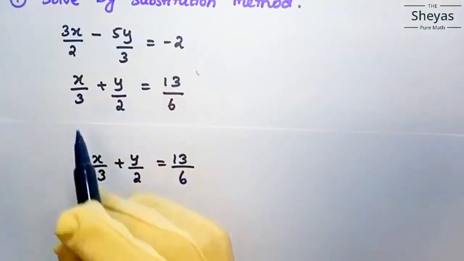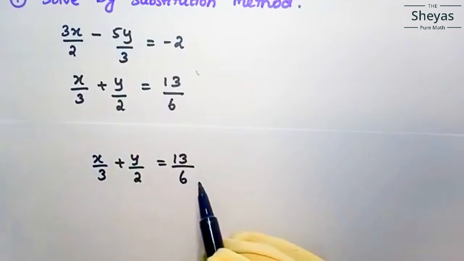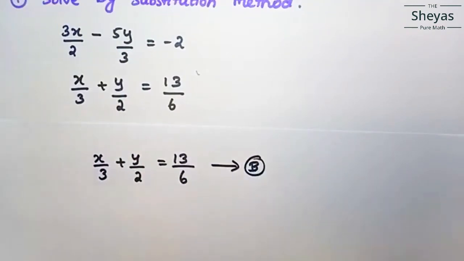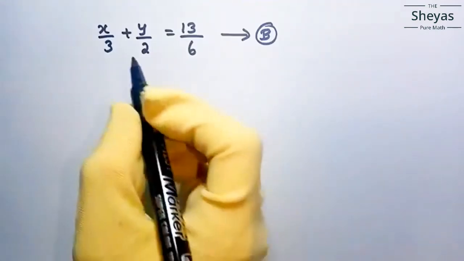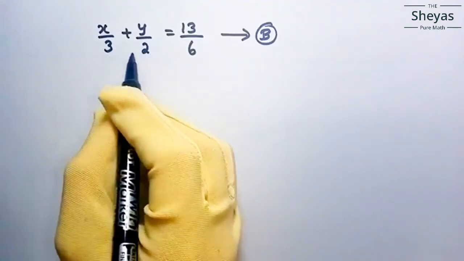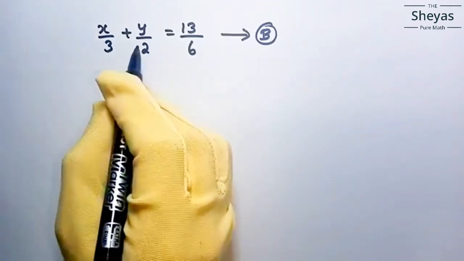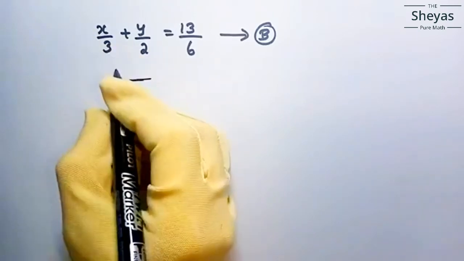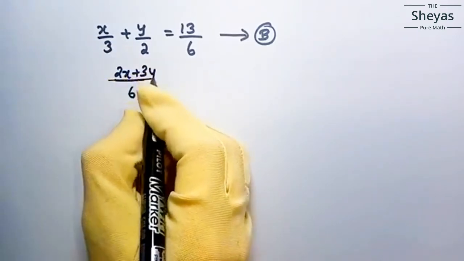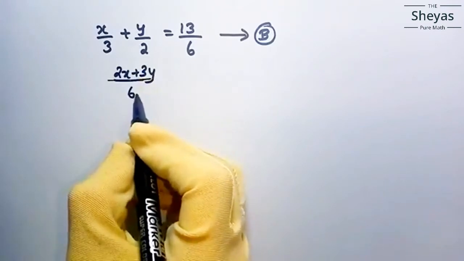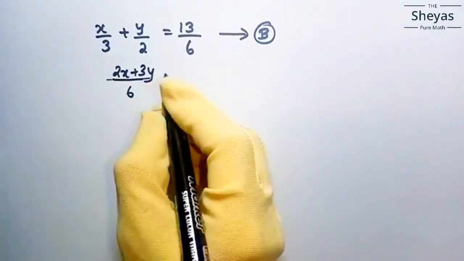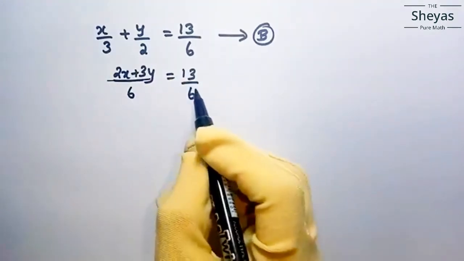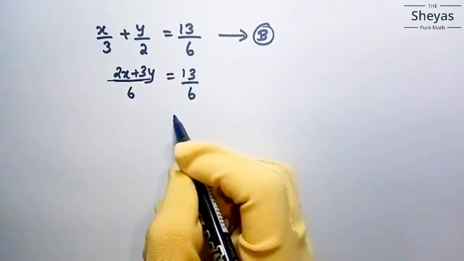So, what is the second equation? X by 3 plus y by 2 is equal to 13 by 6. I am marking this as B. So, what is the next step? Same here, we are taking the LCM to make it a common denominator. So, the common denominator is 6 and 2x plus 3y. You can multiply this and write it with a common denominator and just cross multiply. 2x plus 3y by 6 is equal to 13 by 6.